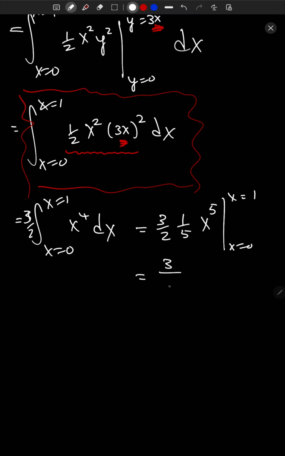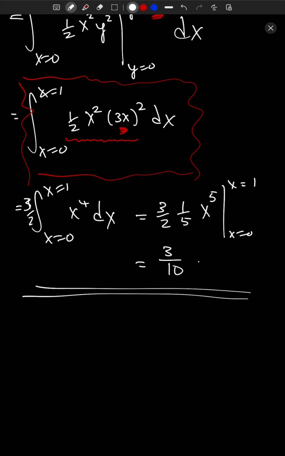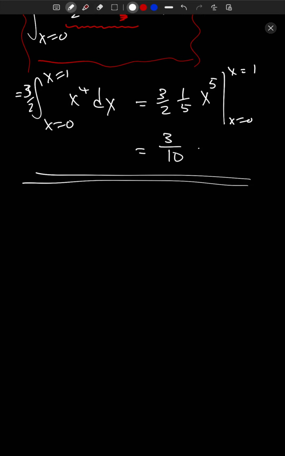All right. That's pretty much it with the idea. It feels very simple, but setting up the region, drawing the region, figuring out your limits of integration, that's where a lot of the complications might come in. All right, let's do this example.